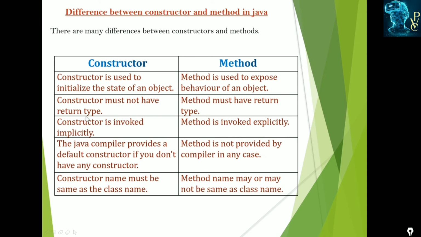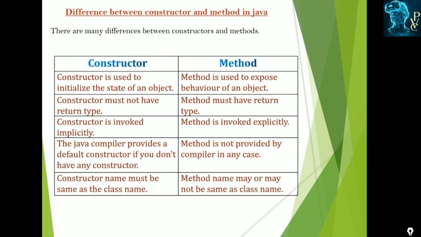Constructor must not have a return type. Method must have a return type. Okay, it may have a return type or may not, but constructor always does not return any type. And constructor is invoked implicitly, no need to invoke it explicitly, but method is invoked explicitly.